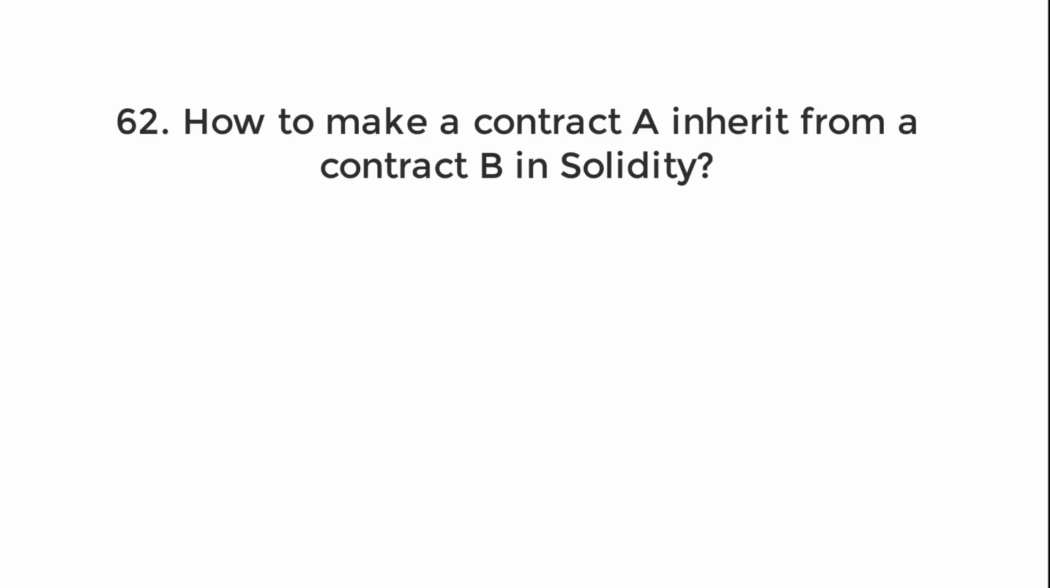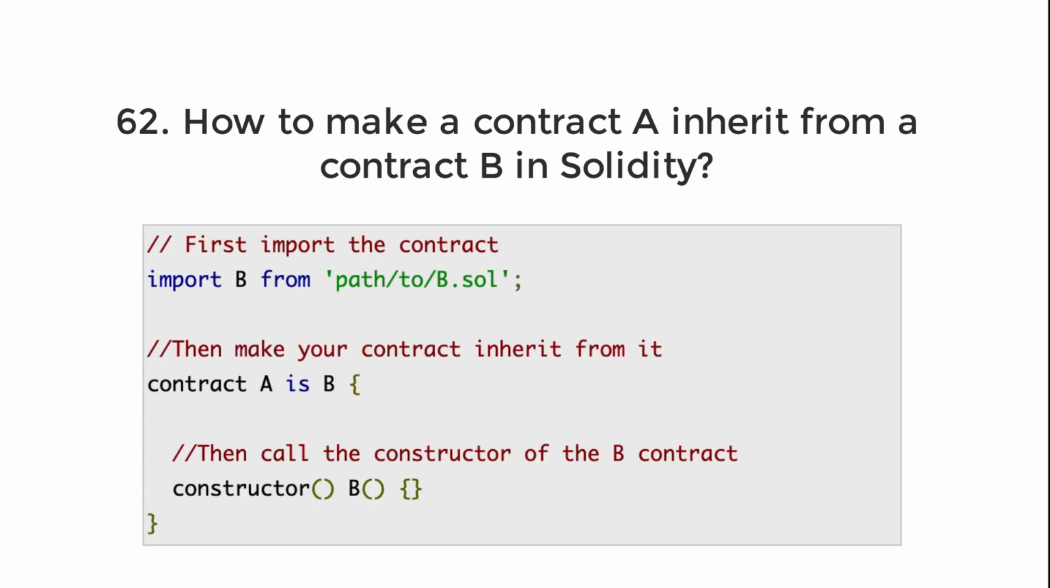How to make a contract A inherit from a contract B in Solidity. First you need to import the ancestor contract with the import keyword. Then you need to make your child contract inherit from the ancestor contract using the is keyword. And finally, if the ancestor contract has a constructor, then you need to call this constructor in a constructor of your child contract.